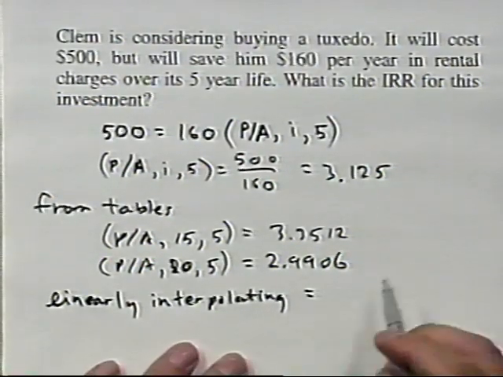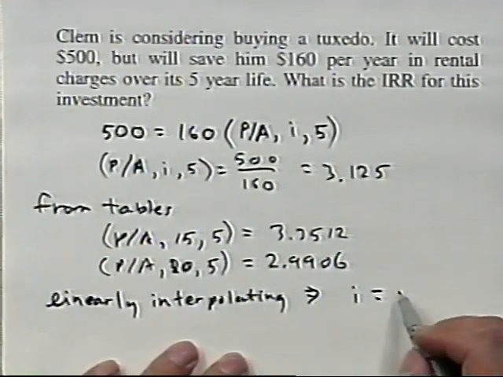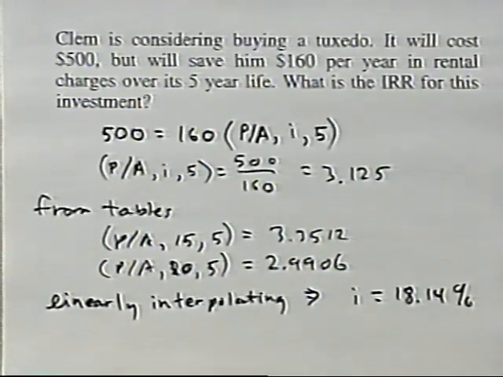And we get an interest rate, I of 18.14%. So from Clem's point of view, he would look at different ways he can invest his money. He could invest in the bank at 4%. He might invest in bonds at 6%. He may have other ways of investing his money.